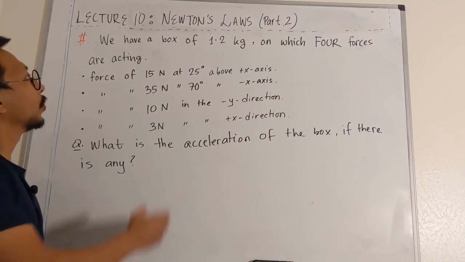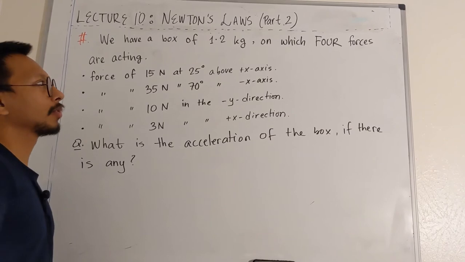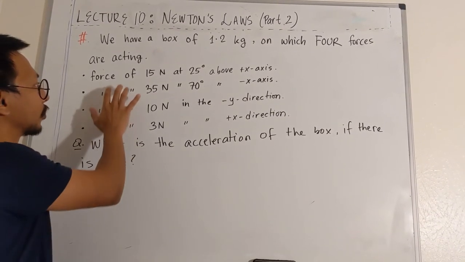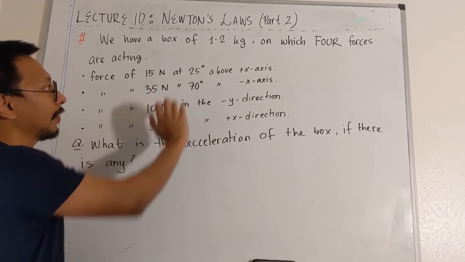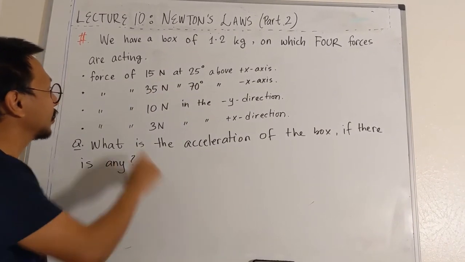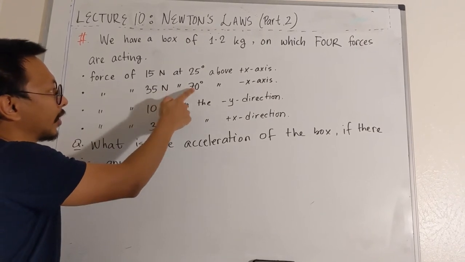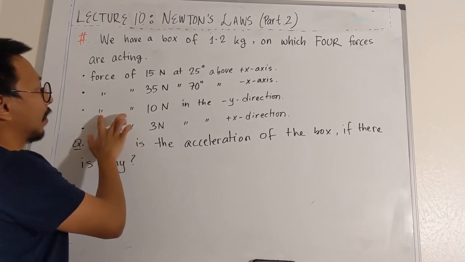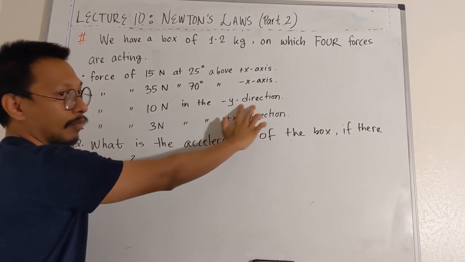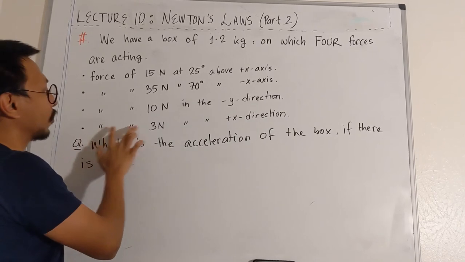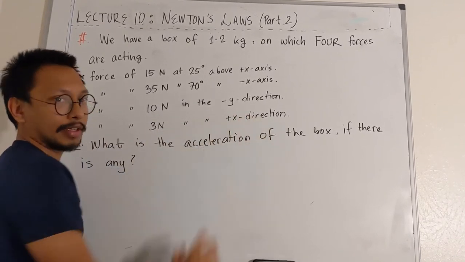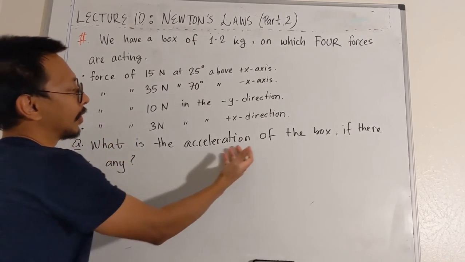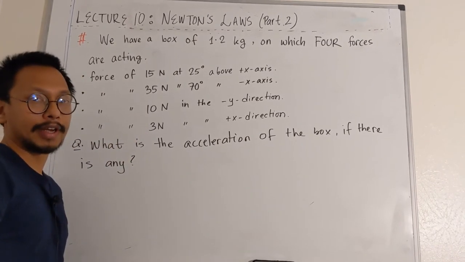The question reads, we have a box of 1.2 kilograms on which 4 forces are acting. The forces are as follows. We have a force of 50 newtons at 25 degrees above the positive x-axis. We have a force of 35 newtons at an angle of 70 degrees above the negative x-axis, a force of 10 newtons in the negative y direction, a force of 3 newtons in the positive x direction. And the question asks me, what is the acceleration of the box if there is any?